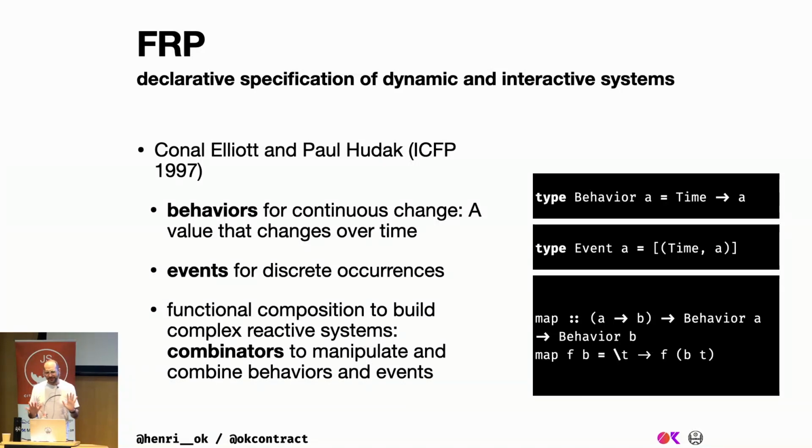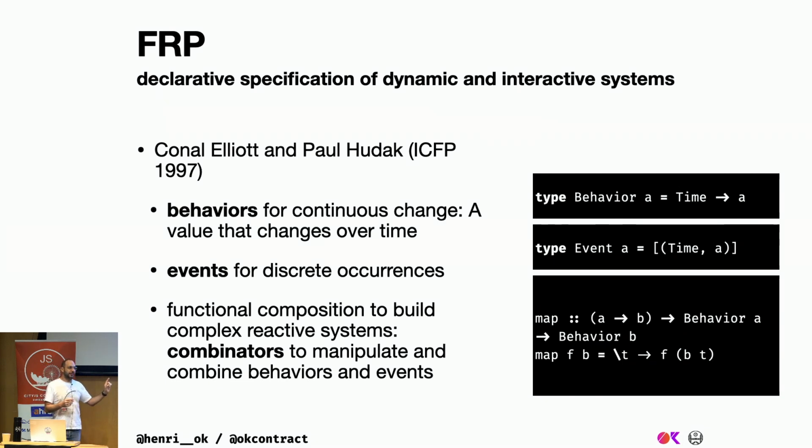Getting back to it, when we talk about reactive functional programming, most often we are talking about a research paper which dates back from 1997 by Elliott and Hudak, and which is FRP, functional reactive programming, and which is extremely well specified. It introduced what are called behaviors for continuous change, which are values that are a function of time and change over time. Then you can have events, which are pairs of a time and a value, or a change of the value, for discrete occurrences.